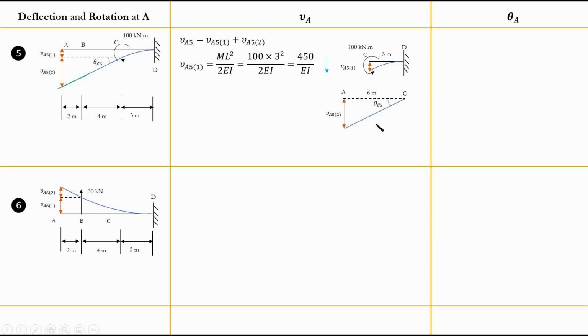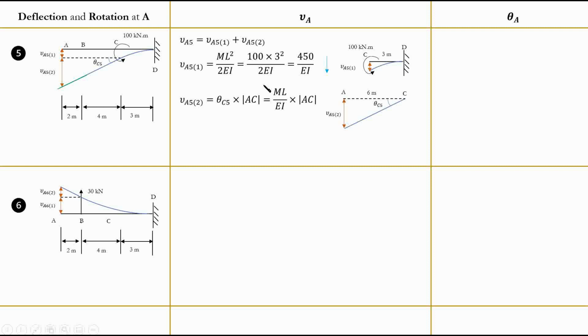Now, this portion, however, is again like what we discussed. If we find the rotation at this point, we can basically say this value is this value multiplied by this value. So 6 meters multiplied by theta C5 is going to be our deflection here. So it's going to be theta C5 multiplied by the length of AC.